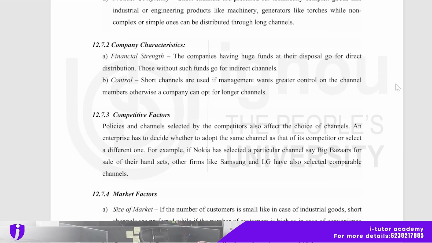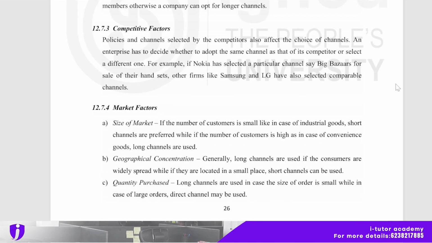And competitive factors are there. Policies and channels selected by the competitors also affect the choice of channel, and the enterprise has to decide whether to adopt the same channel as that of its competitor or select a different one. For example, if Nokia has selected a particular channel, say Big Bazaar, for sale of their handset, other firms like Samsung and LG have also selected comparable channels. And market factors. What are the market factors? There is size of market, geographical concentration, and quantity purchased.